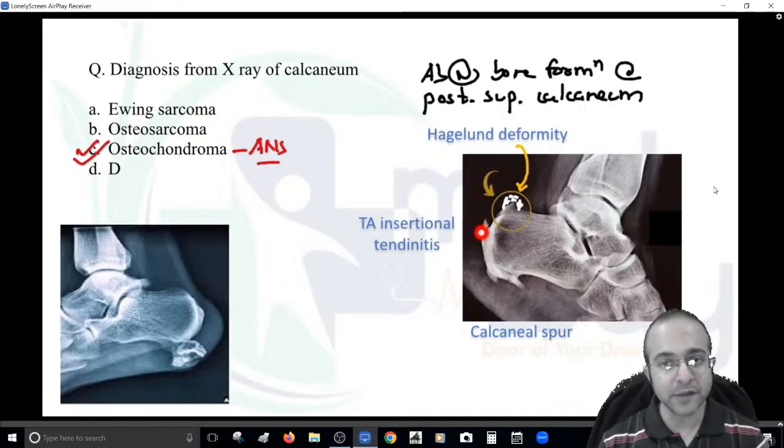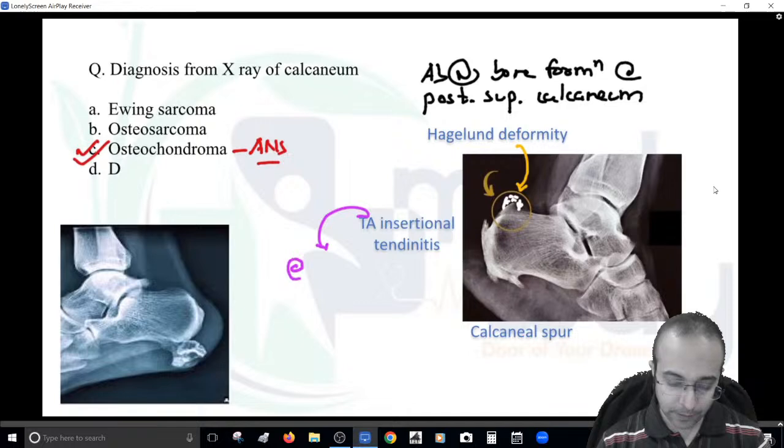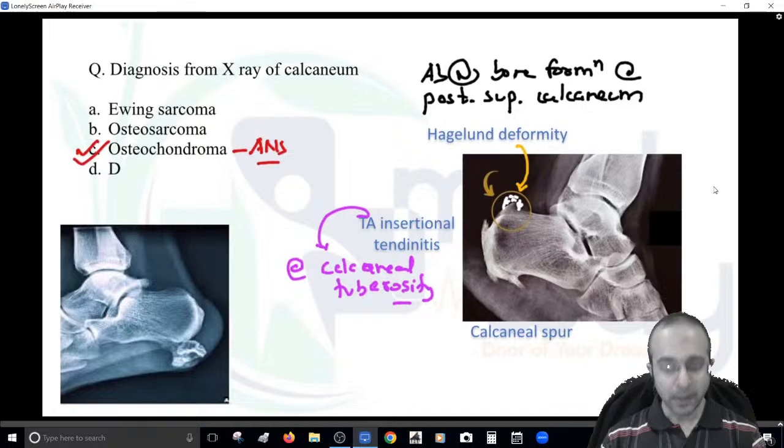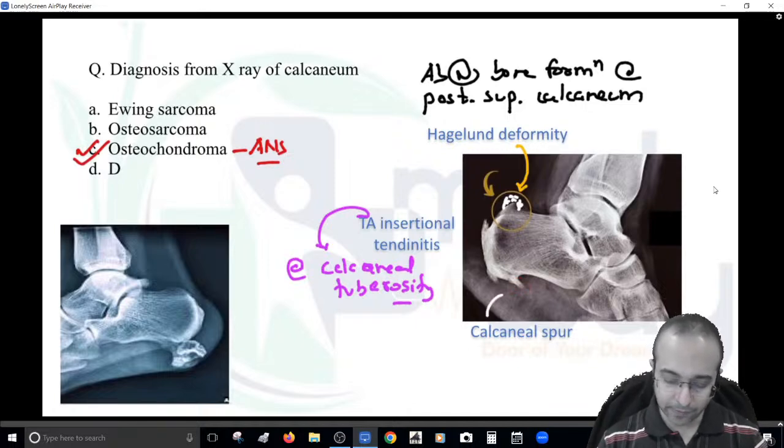So if you have calcification over here, that is insertional tendinitis of tendo Achilles. So here in insertional tendinitis of the tendo Achilles, the calcification will be classically seen at the calcaneal tuberosity. Clear with that?